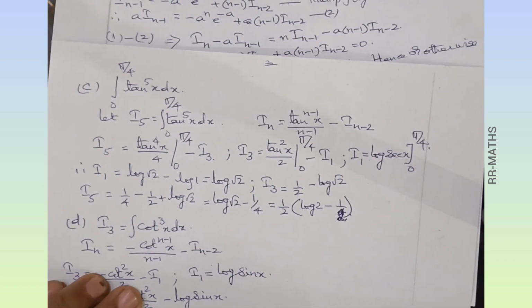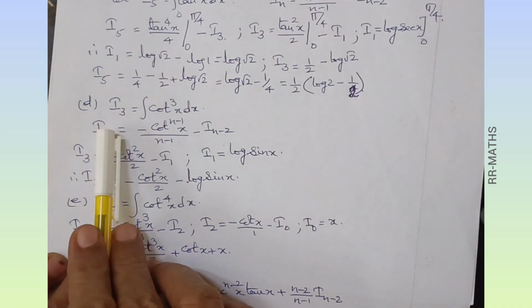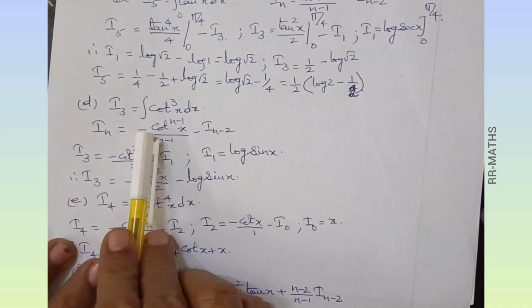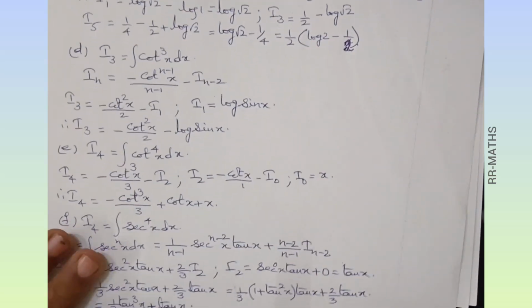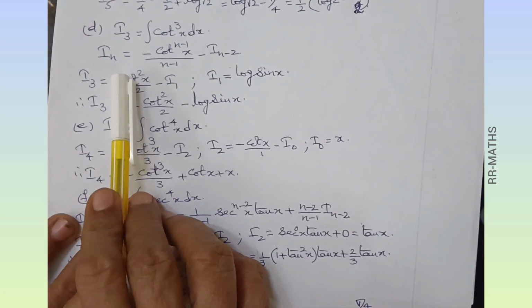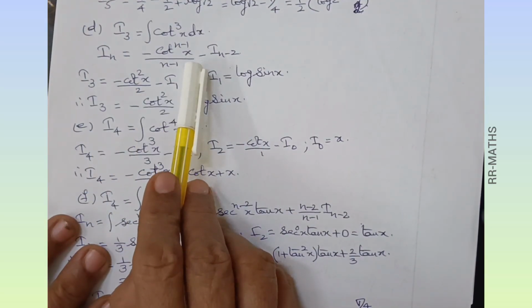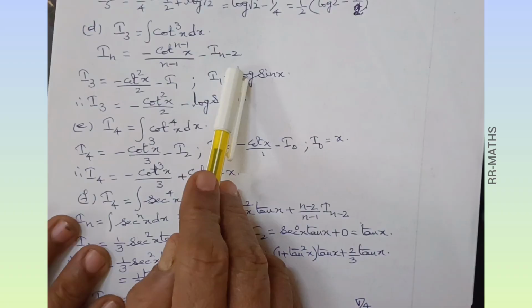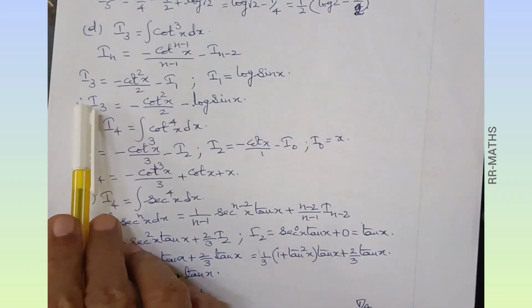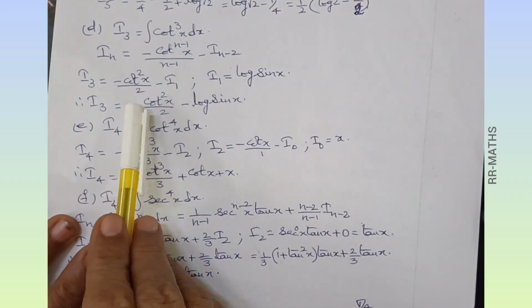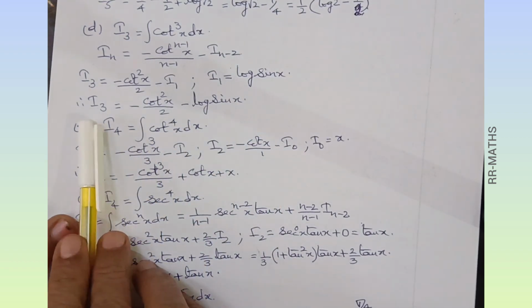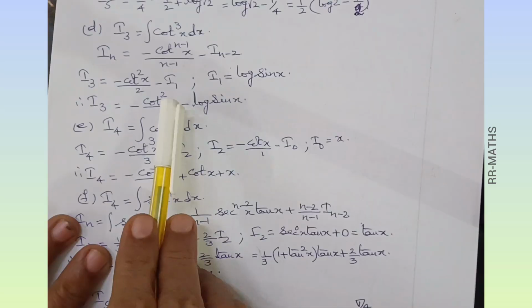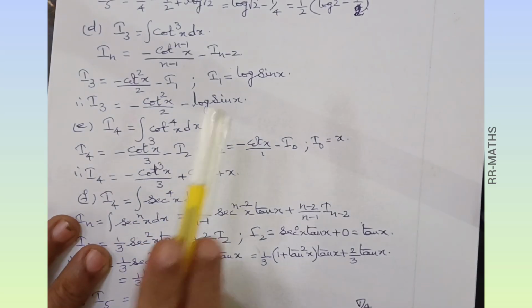We come to the next problem. I call this as I3, integral of cot cube x dx, using the formula directly for cot cube. So In is equal to minus cot to the power of n minus 1 x by n minus 1 minus I n minus 2, n is 3 here. So I3 is minus cot square x by 2 minus I1. I1 is log sin x. Go back and substitute. So you get your I3 as minus cot square x by 2 minus log sin x.